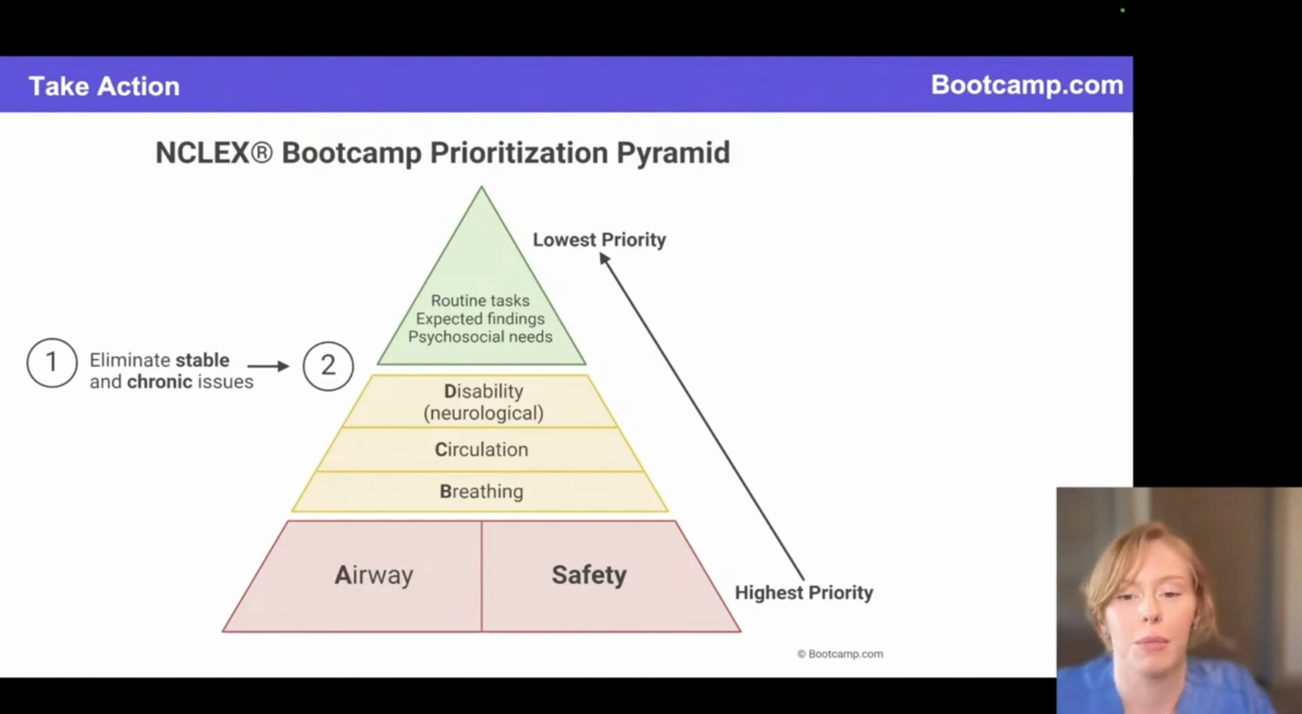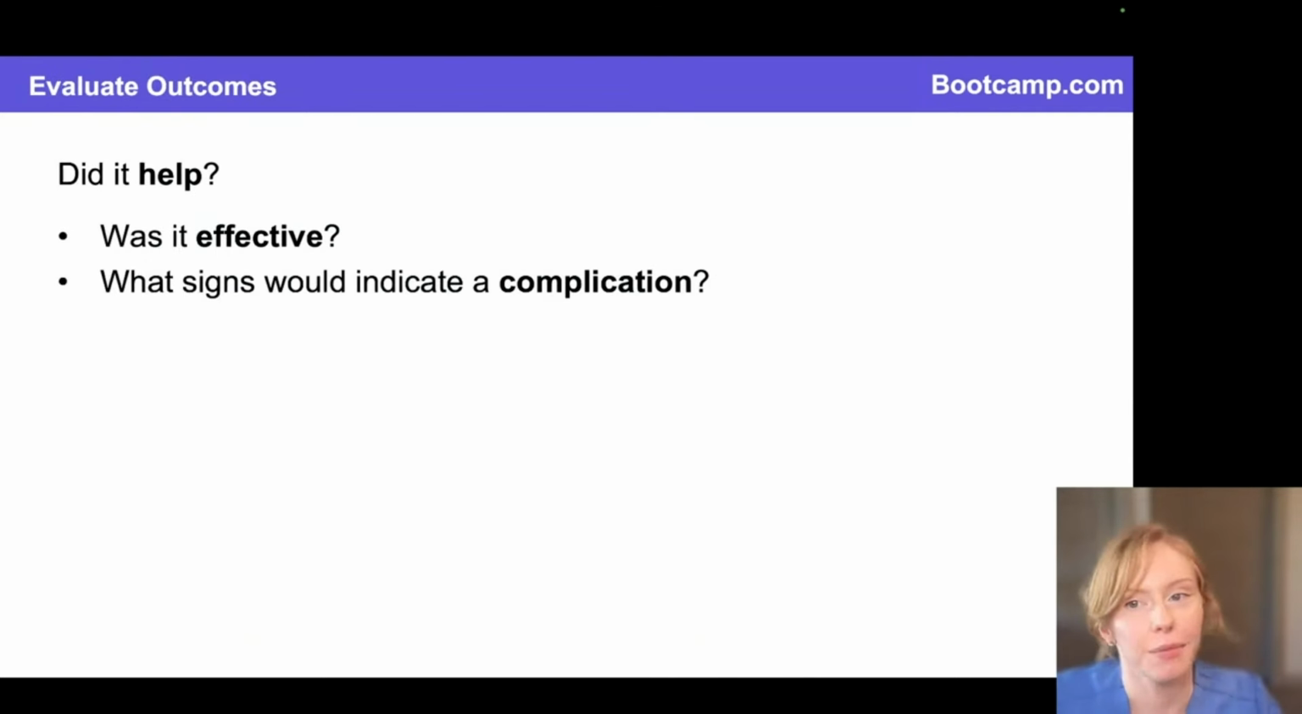So taking action, remember our prioritization pyramid that we went through, we were addressing those circulation and breathing issues first. Breathing, that furosemide pulls fluid off of the lungs, relieves that pulmonary edema, whereas giving the enalapril would really just address the blood pressure and circulation issue. So we prioritized breathing. Step 6, we're evaluating outcomes or figuring, did it help? Or was it effective, whatever I did? Or what signs might indicate a complication has occurred?